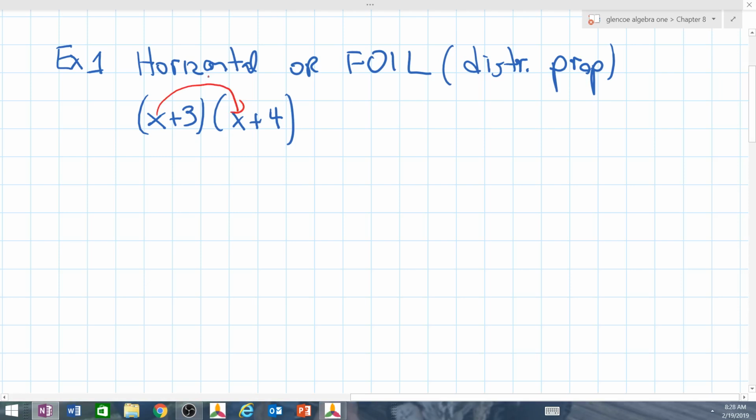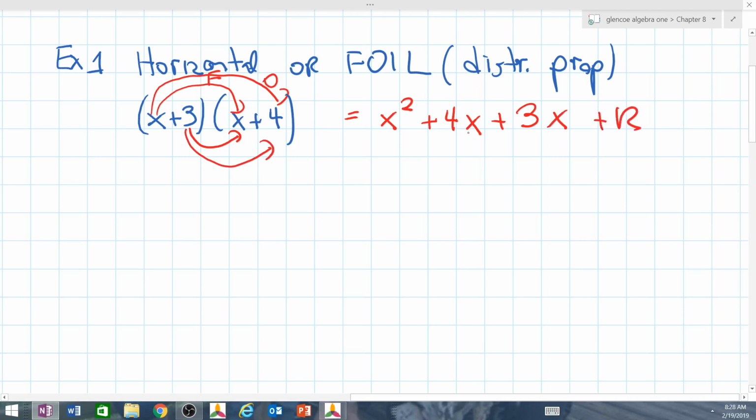So the first term times the first term, or x times x, equals x squared. Outer term times outer term, x times 4 is 4x. Inner term times inner term is plus 3x, and 3 times 4 is plus 12. Now we always need to make sure that we combine like terms, and our final answer is x squared plus 7x plus 12.